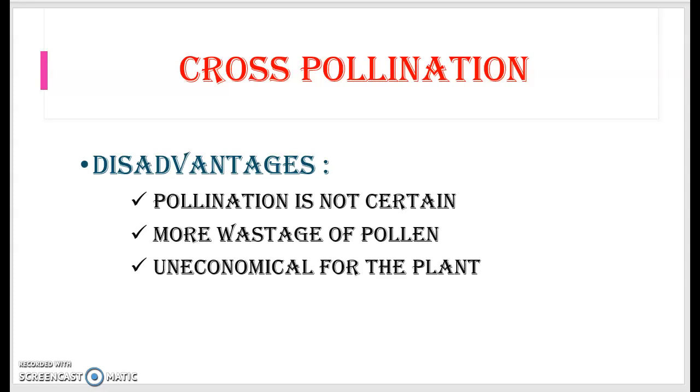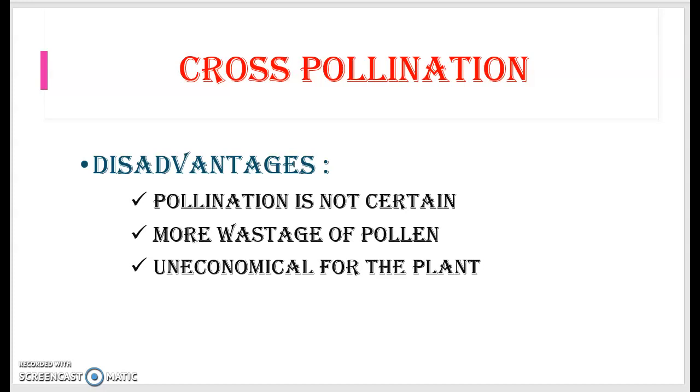And then the third important disadvantage is that it's actually uneconomical for the plant. Just now I said that when a plant is able to do pollination with just 5% of pollen, then the remaining 95% is actually a waste. Then it is uneconomical for the plant. The plant has to do too much cell division. It has to utilize and supply all the nutrients to produce this much pollen grain. So this is comparatively uneconomical for the plant.